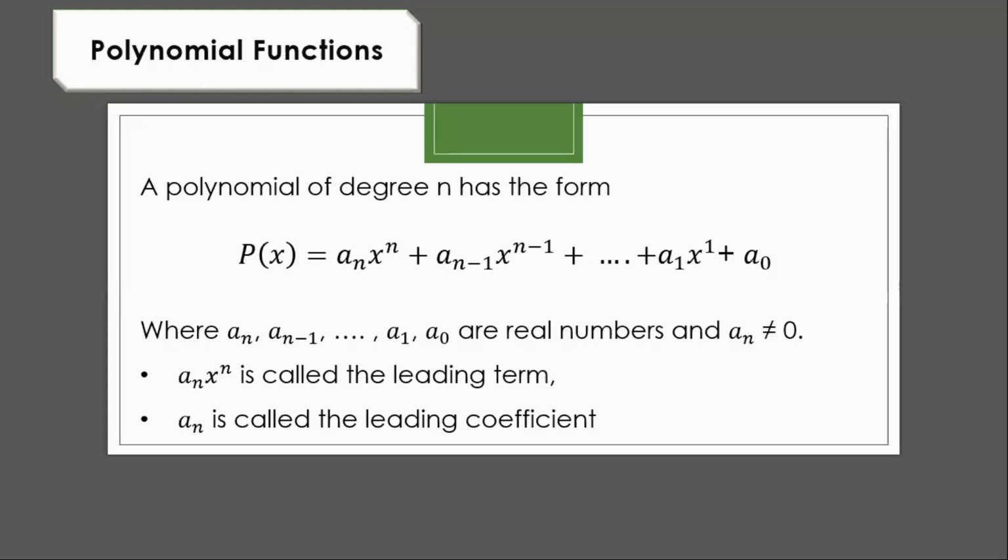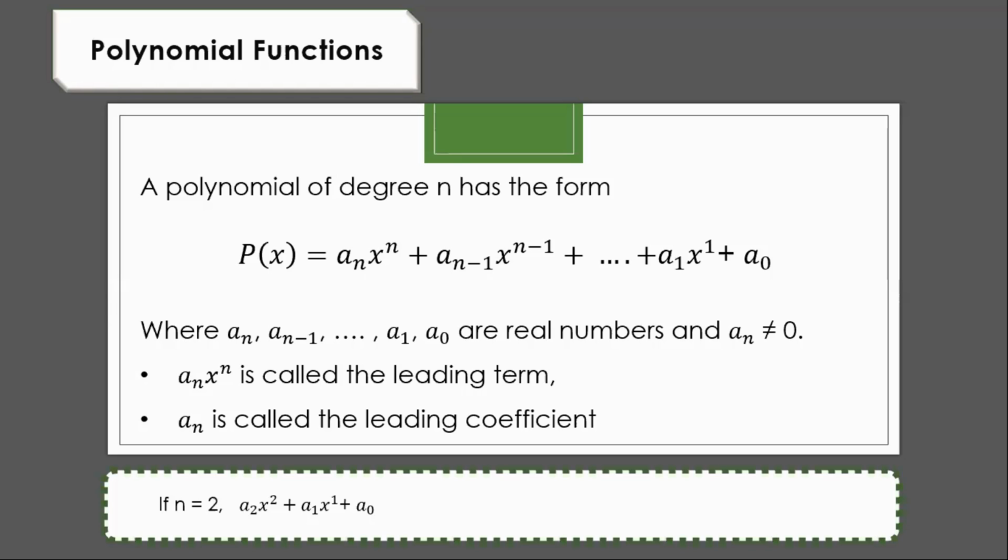It looks like a real number times x to a power. That's what we call a term, and it's a bunch of those added, summed together. A sub n, x to the n, is called the leading term. So a sub n is the leading coefficient. That is the largest power term in the entire polynomial. And that term is going to be important to us, the leading term, because it's going to determine what we call the end behavior.